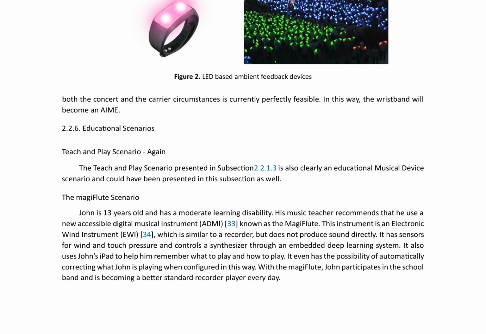John, a 13-year-old with a moderate learning disability, uses the Magiflute, an electronic wind instrument, EWI, that utilizes sensors for wind and touch pressure, controlling a synthesizer through an embedded deep learning system. The Magiflute also uses John's iPad to assist him in remembering and correcting his playing, enabling him to participate in the school band and improve his standard recorder playing skills. These scenarios demonstrate the potential of AIMs in enhancing the quality of life, social participation, and educational experiences for individuals with diverse needs and abilities.